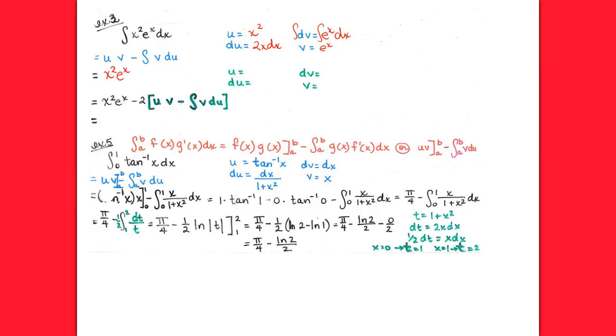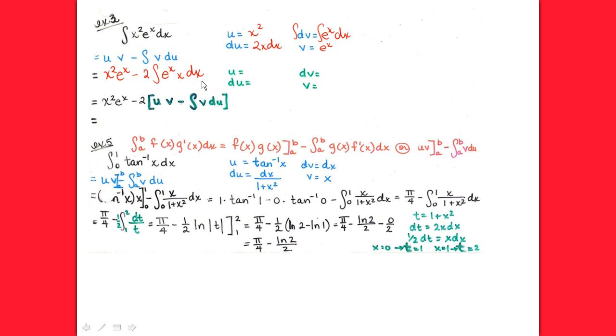So we can say, okay, if u is x squared and v is e to the x, u is x squared, v is e to the x, minus the integration of v du, minus the integration of v is e to the x, du is 2x dx. So e to the x, we could pull that constant 2 out in front, 2x dx.